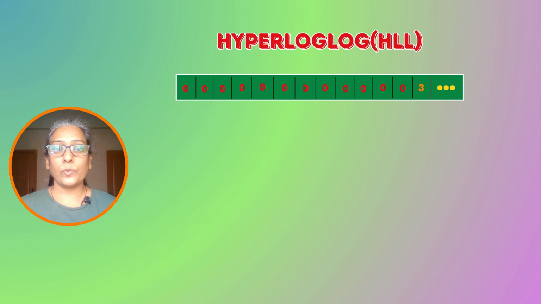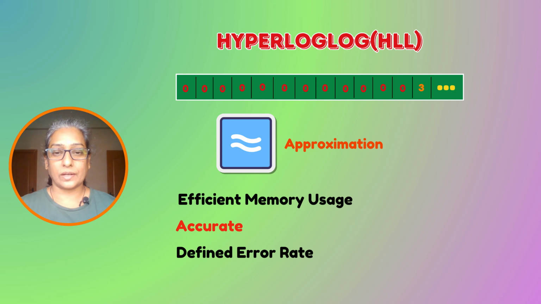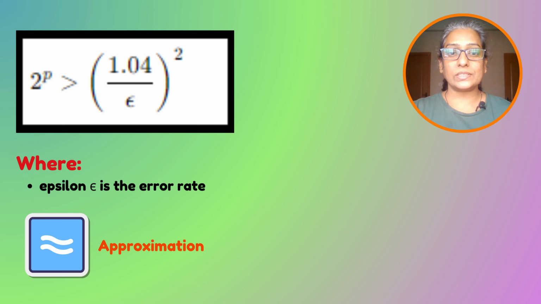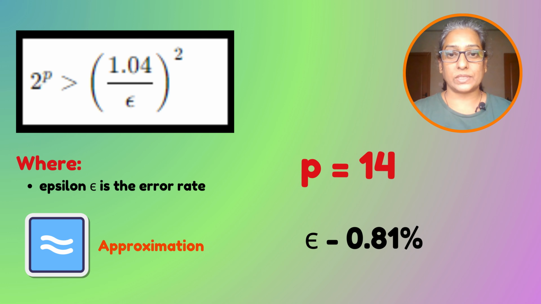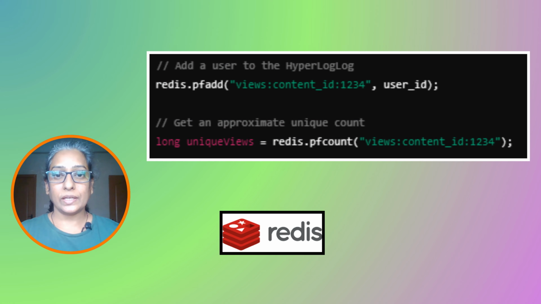While HLL provides only an approximation, it is highly efficient in terms of memory usage and accurate within a defined error rate. For instance, with a precision of p equal to 14, the error rate is around 0.81%. Here is how you can implement HyperLogLog using Redis in Java.